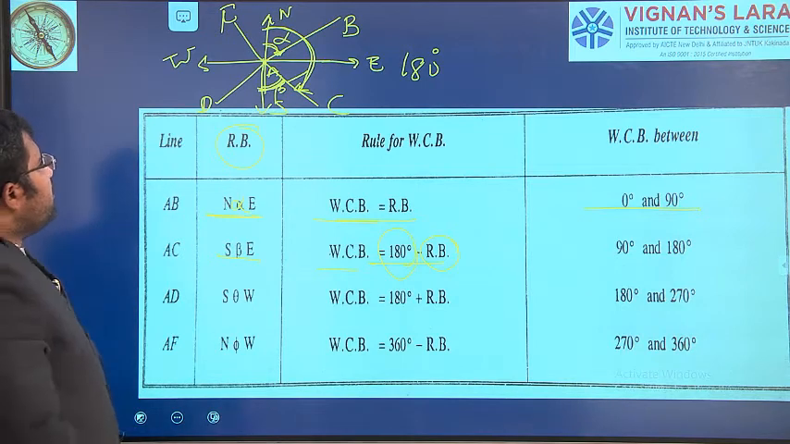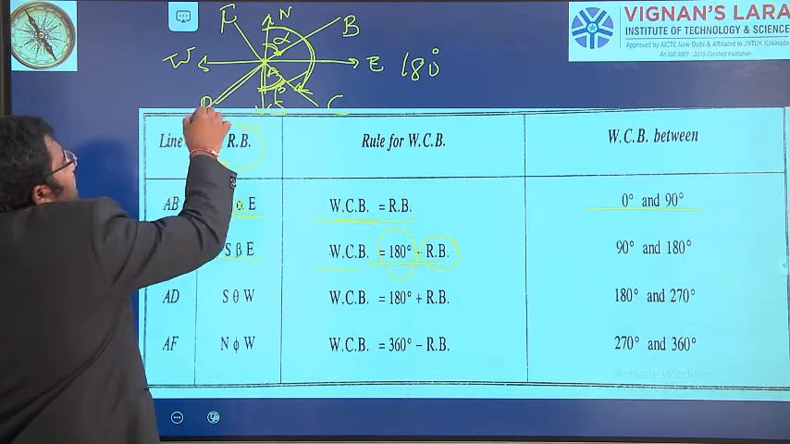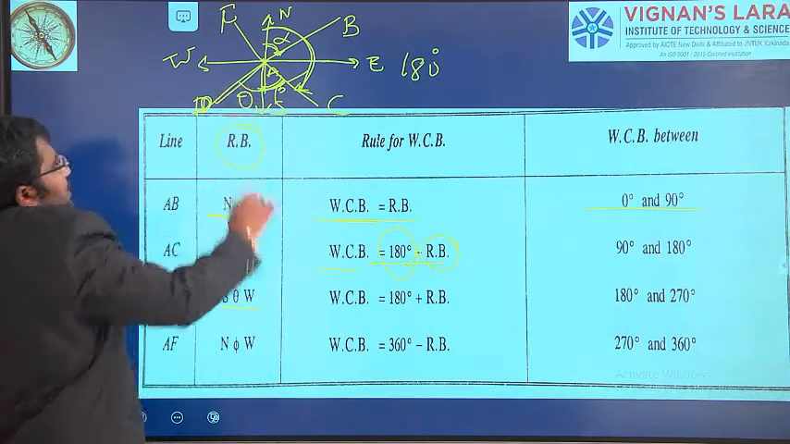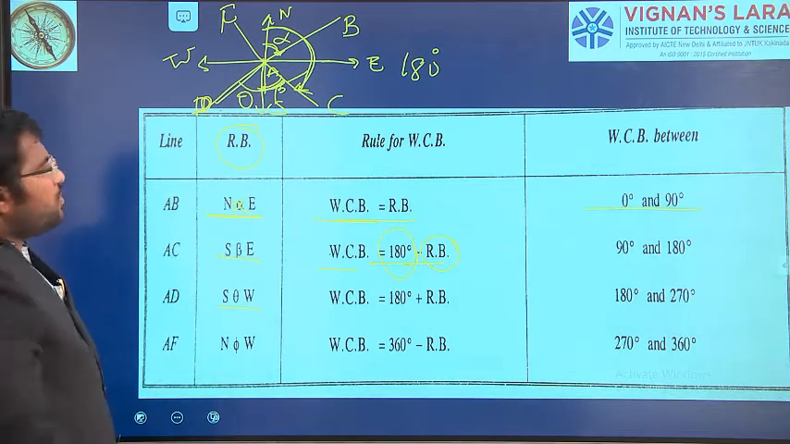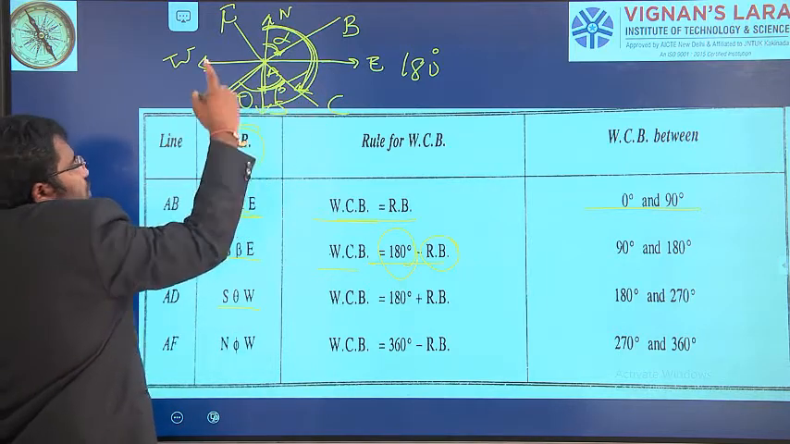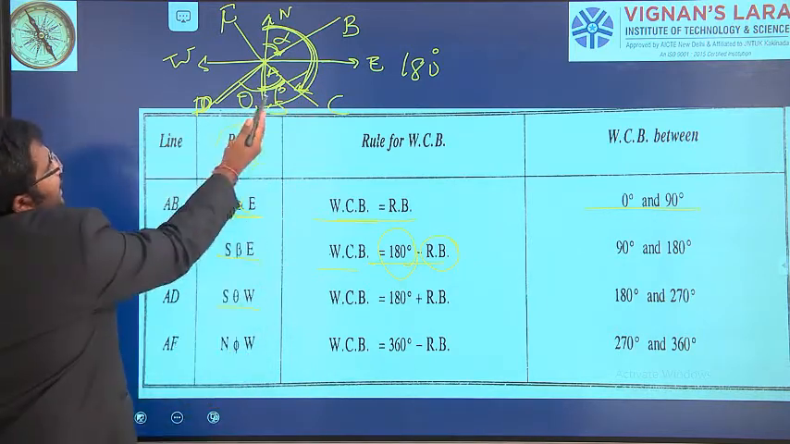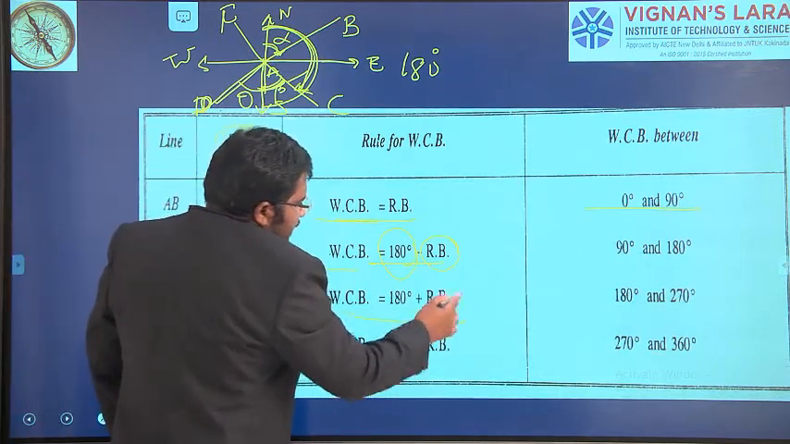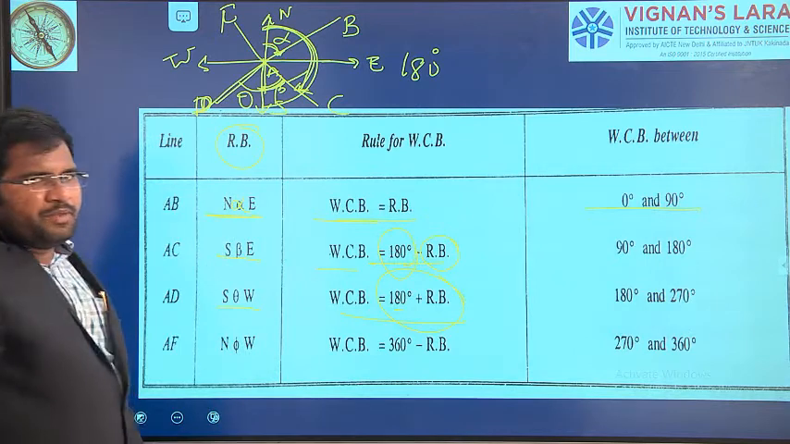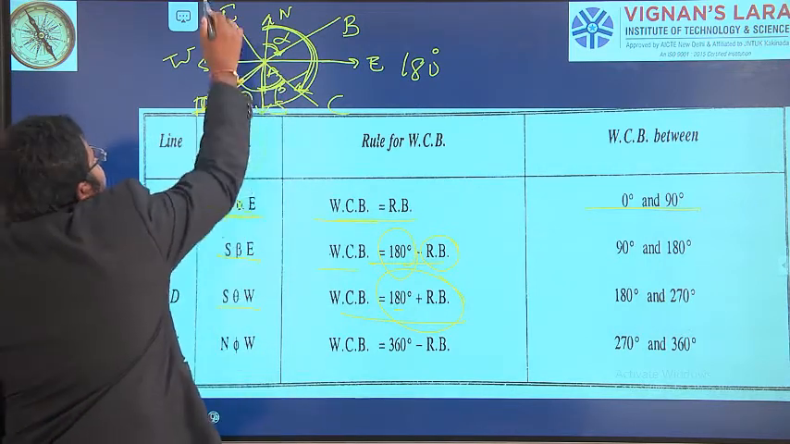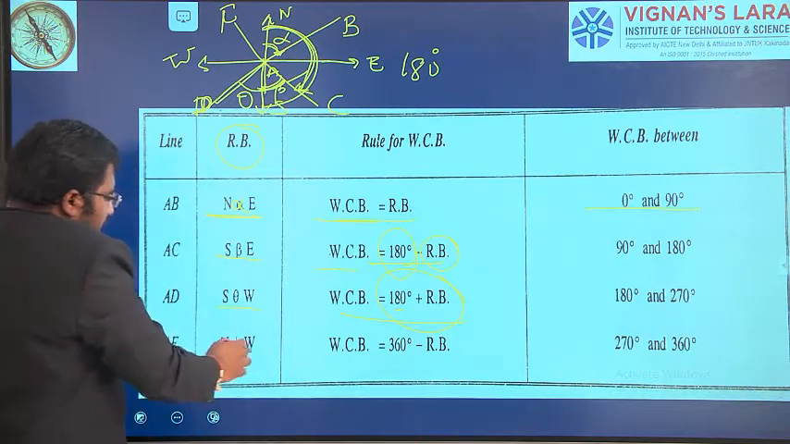Okay. Then coming to the third line, that is AD. AD is located with angle of theta. So from north you have to move up to south by 180 degrees. Then you have to add the remaining theta value. That's why the value will become 180 plus reduced bearing. If I have another line AF, it is located towards north phi west.